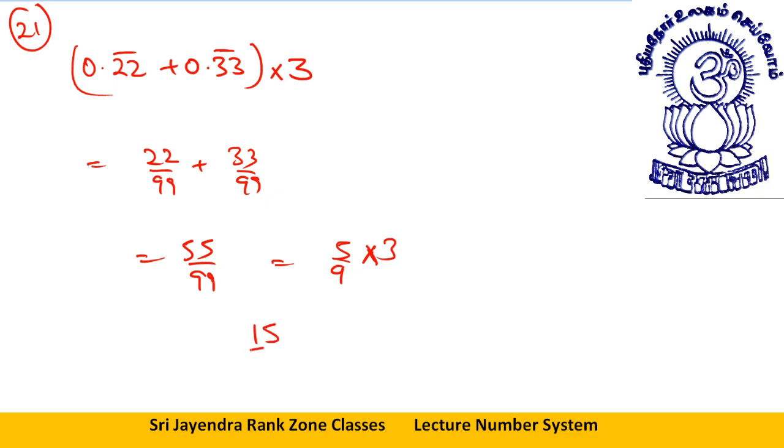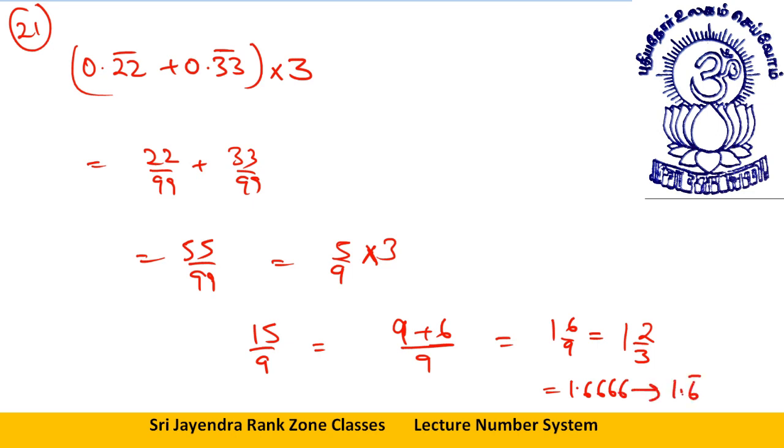This becomes 15 by 9. What does 15 by 9 become? 9 plus 6 by 9. That is 1 and 6 by 9, or you can say 1 and 2 by 3. That is equal to 1.666, or 1.6 bar. This was one way.